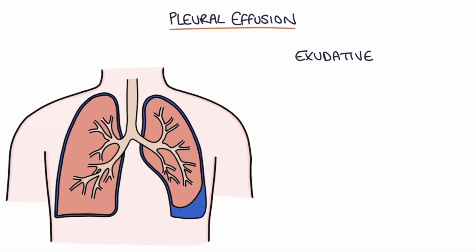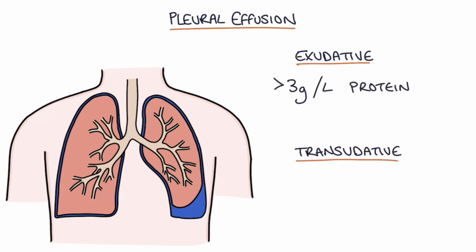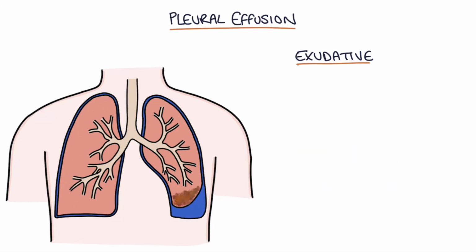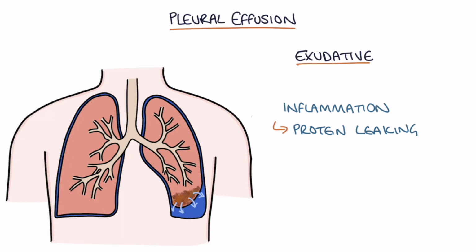This can be either exudative, meaning there's a high protein count of above 3 grams per litre of protein, or transudative, meaning there's a relatively lower protein count of less than 3 grams per litre. Whether it's exudative or transudative helps you to determine what the cause of the pleural effusion is. Exudative causes are caused by inflammation, and the inflammation results in protein leaking out of the tissues into the pleural space. Ex meaning moving out of.